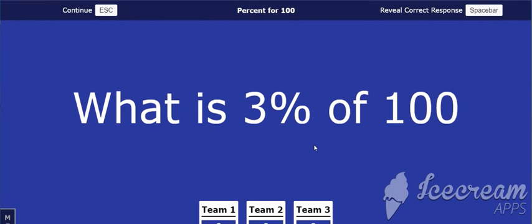All right. What is 3% of 100? In order to solve this problem, we simply have to remember that a whole percent of 100 will always be that number. For example, if you have 26% of 100, the answer is 26. If you have 10% of 100, the answer is 10. So the answer for this question is 3.